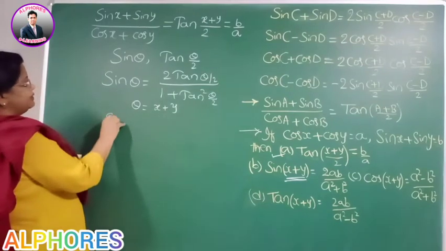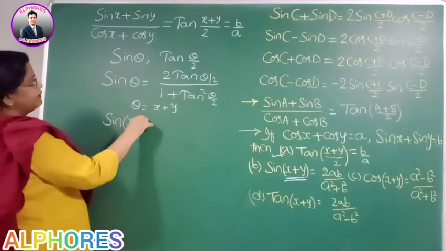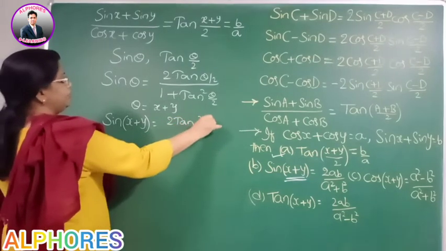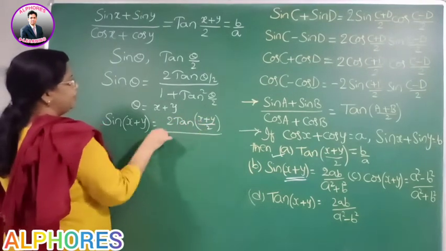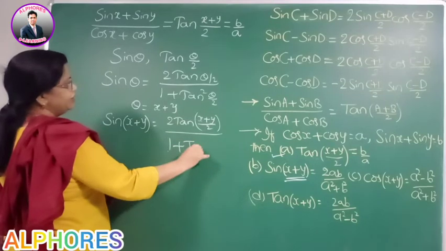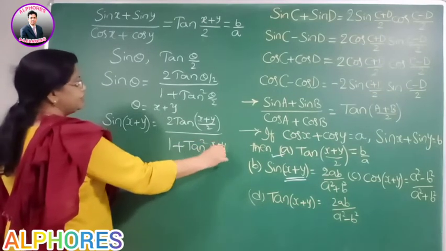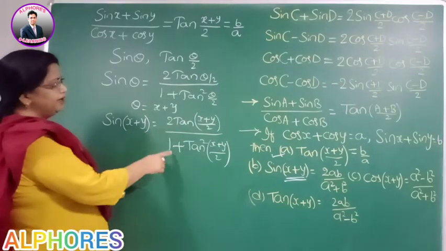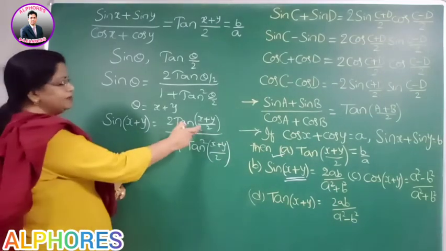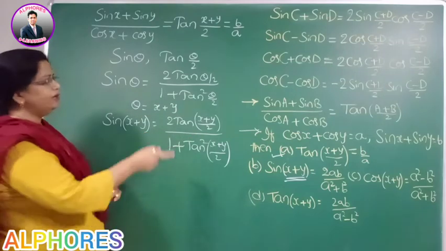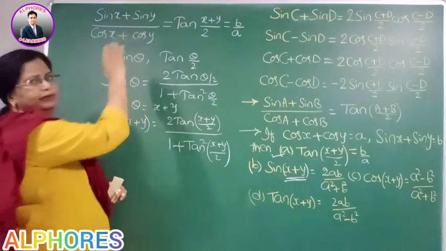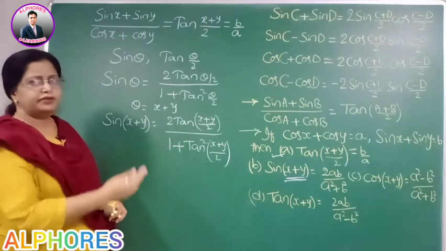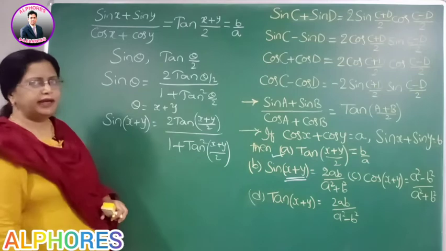Then what is this value? Sin of x plus y equal to 2 tan (x plus y) divided by 2 whole divided by 1 plus tan square (x plus y) divided by 2. Understand students? So in this way you can obtain the value in terms of tan (x plus y) by 2. Up to here you have used only transformations, but from here onwards you are going to use multiple and submultiple angles, right?